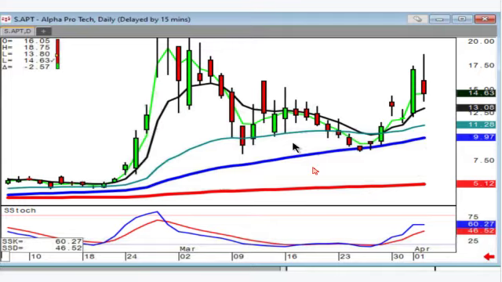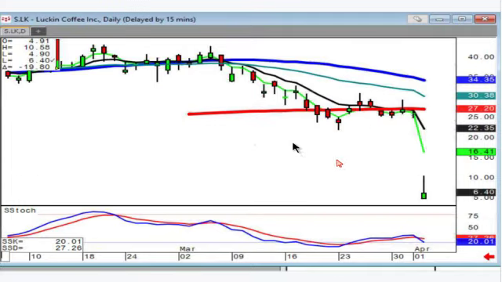Yeah, but Luckin didn't have a wedge, or not one that you would really identify. I'm trying to figure out which one it was. Anyways, we'll come across it.